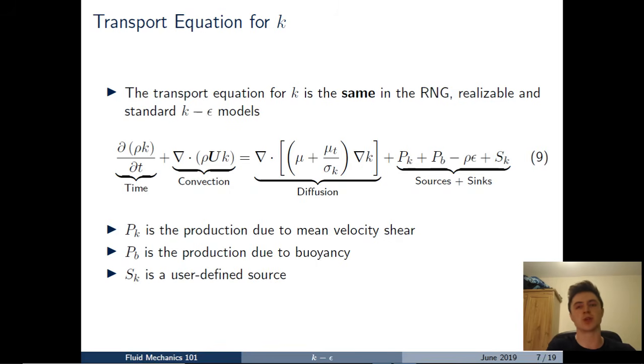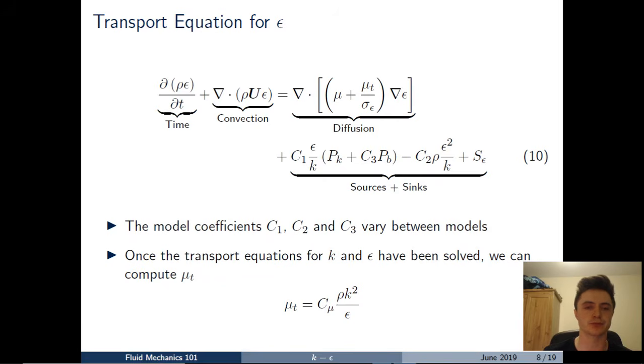Now this transport equation is the same for the RNG, realizable and standard k-epsilon models, so it doesn't matter which form of the equation you're selecting, you're always going to be solving the same transport equation for k. Now the difference in these three models is the dissipation rate equation, as I'll show you in the next slide. And I'm going to be focusing on the standard k-epsilon model as it's the most popular, but the RNG and the realizable follow directly from this with small variations in the equation.